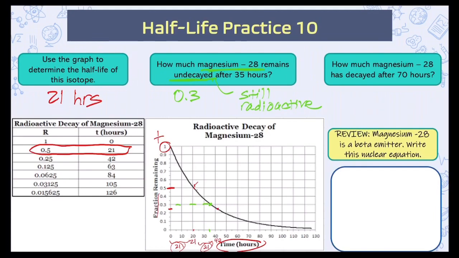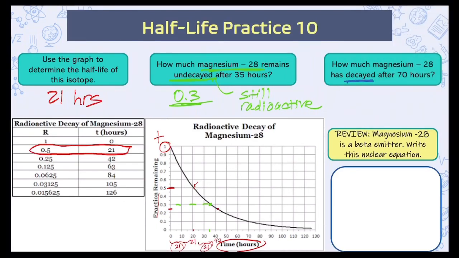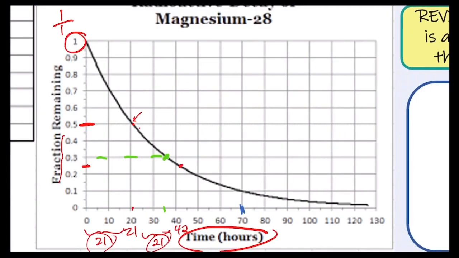Now the next question asks us about magnesium-28, how much of it has decayed after 70 hours. So let's take a look at the graph after 70 hours has passed. And this is how much has decayed. So if it's decayed, that means it's now stabilized. So this fraction of the isotope is stable. So let's take a look at 70 hours on the graph and see where it matches up to the curve. The y-axis reading is 0.1. So 0.1 is the fraction of the isotope that still remains radioactive.